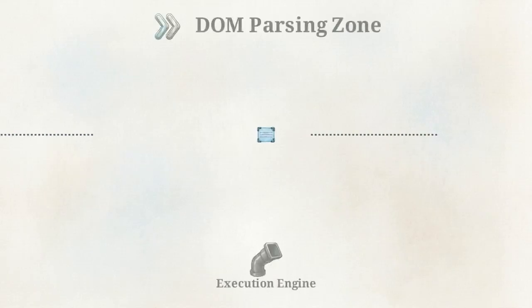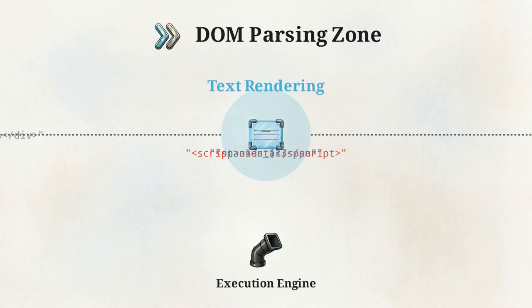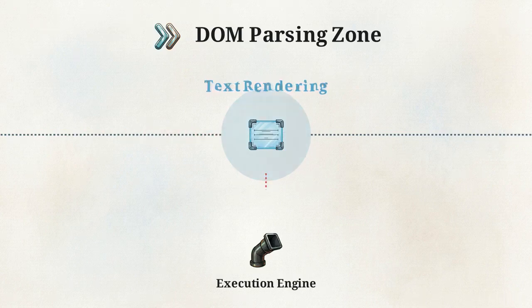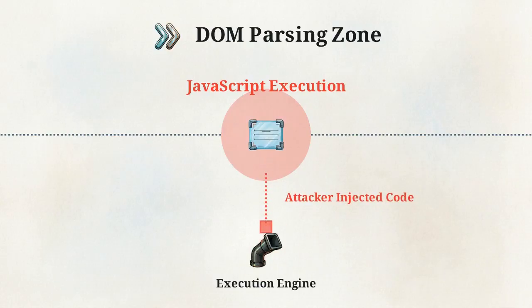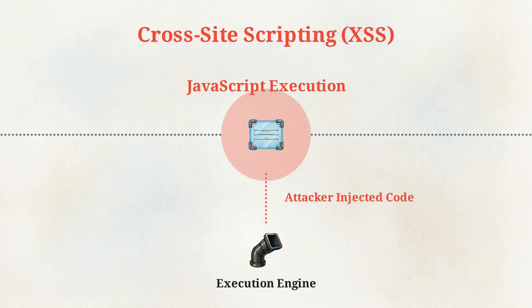This stylized scanner demonstrates how a browser parses an HTML string. Notice what happens when it hits a script tag. It switches abruptly from a blue text rendering mode to a red JavaScript execution mode. The parser makes no distinction between code you wrote and code injected by an attacker. It reads the string as an instruction block and passes it directly to the execution engine. This is cross-site scripting, or XSS.